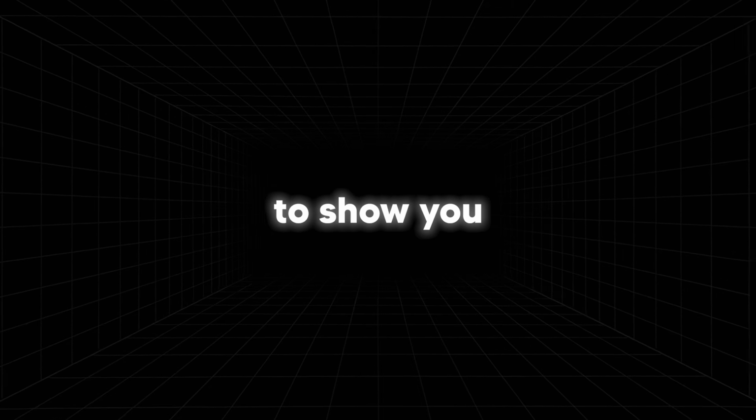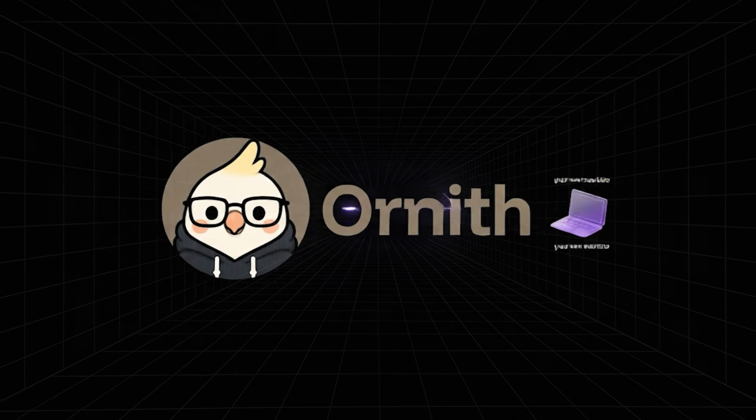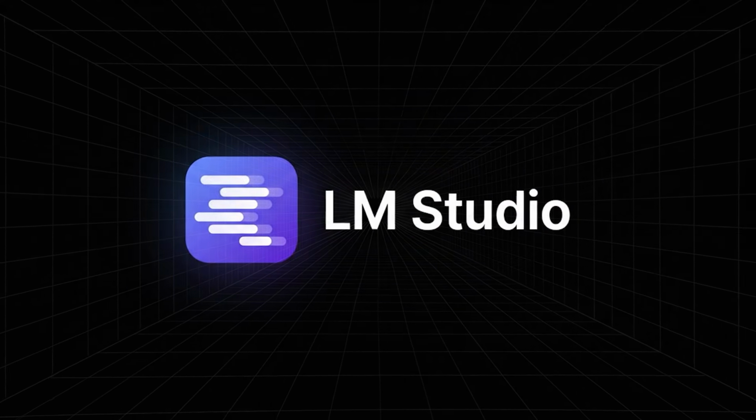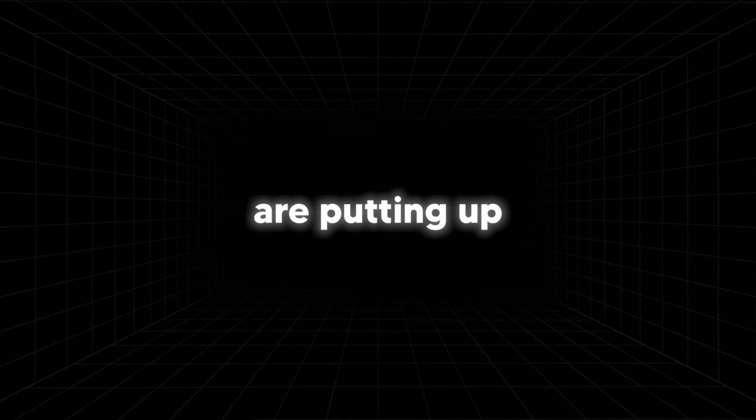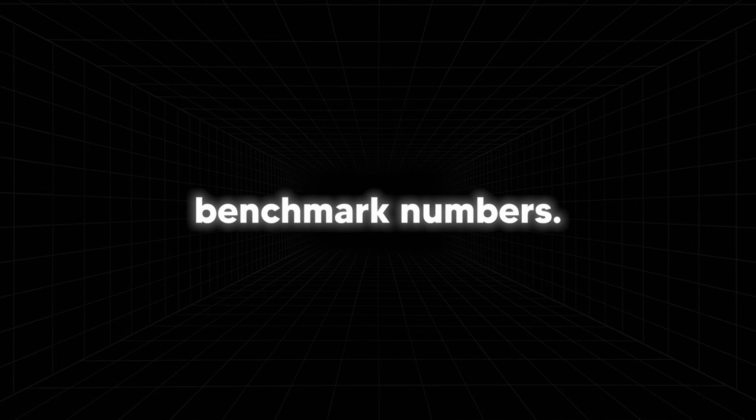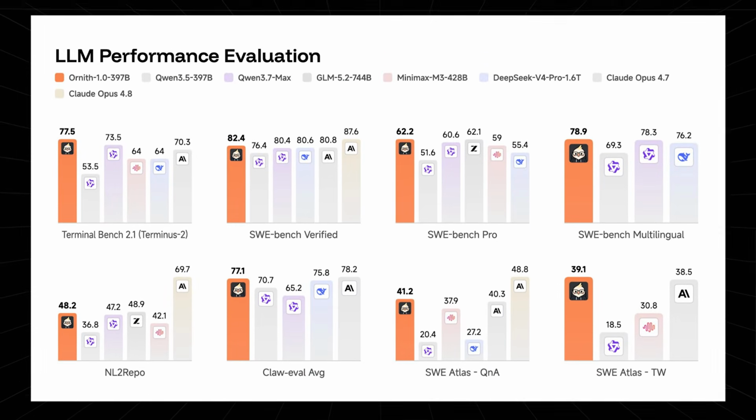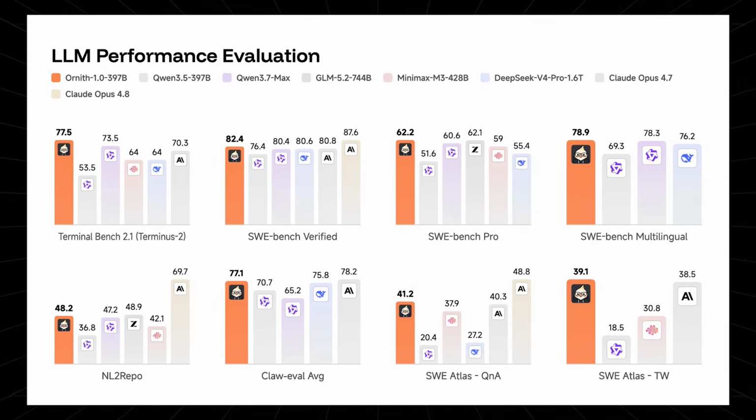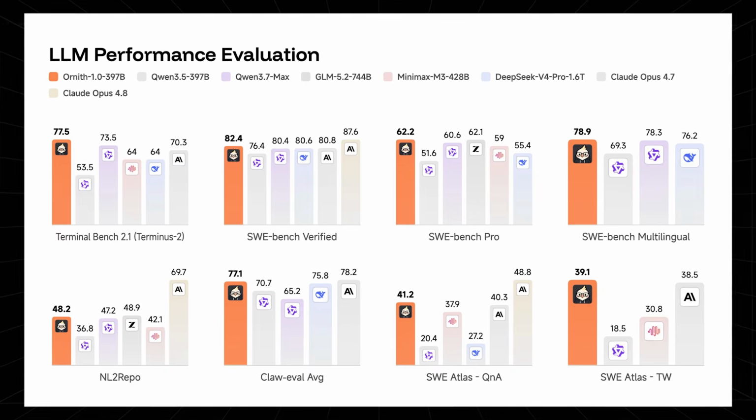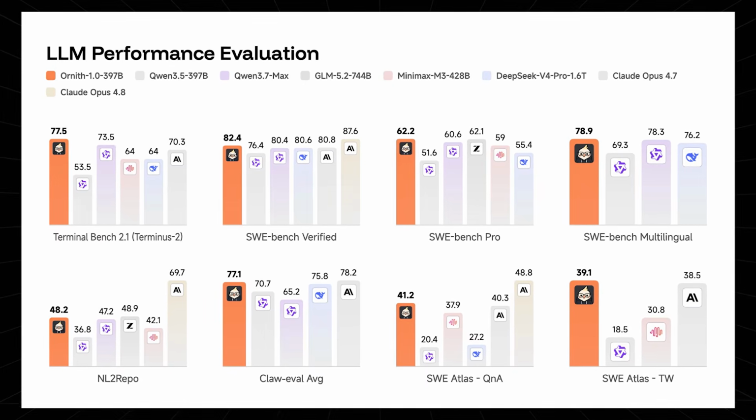In this video, I'm going to show you how to run Ornith, a new open source coding model, directly on your machine using LM Studio. And the reason this is interesting is because larger Ornith models are putting up some seriously strong coding benchmark numbers. The 397 billion parameter version is shown competing with major frontier level coding systems across benchmarks like Terminal Bench, SWE Bench Verified, SWE Bench Pro, and other benchmarks.